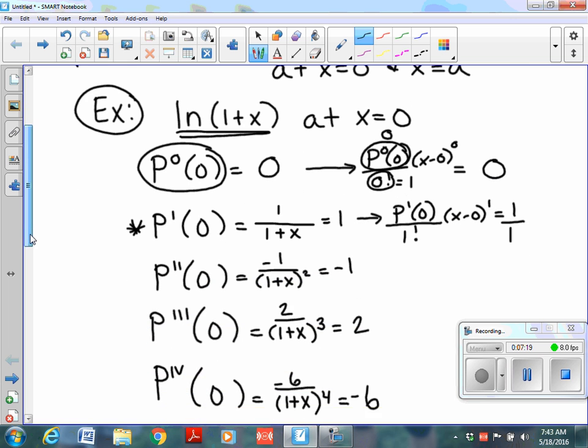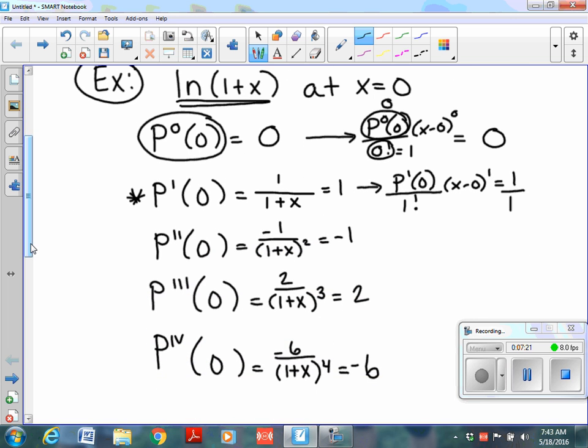Okay, let's keep doing this Taylor series. You're going to expand it out, and you're going to do the second derivative of 0 over 2 factorial, x minus 0 to the second power. Oh, I didn't finish that one. I'm sorry. Let's go back up and finish this one.